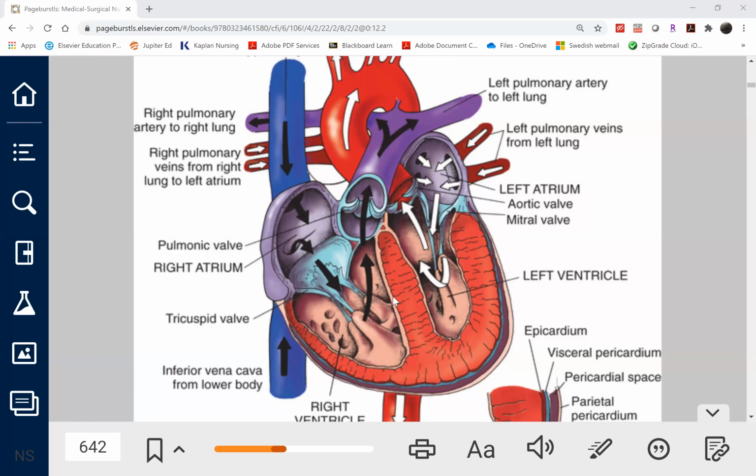So there could be, again, as a summary, an electrical conduction problem. There could be structural problems, meaning involving the valves. And then finally, you could have an infectious or inflammatory problem involving any of the three layers of the heart.